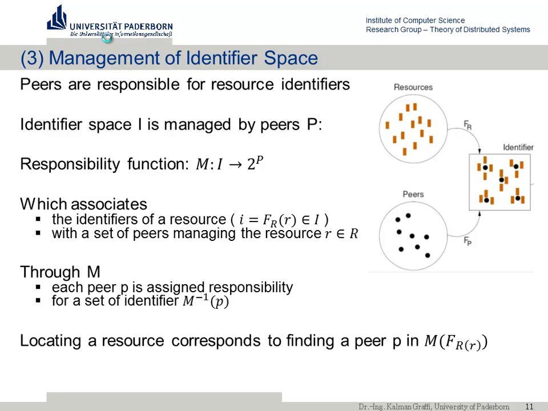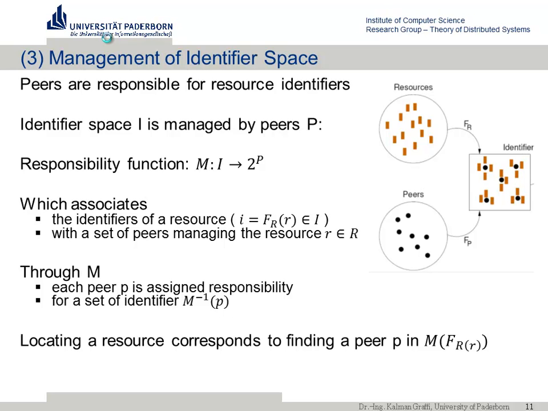So that means we have the responsibility function M, and it gives us for a given ID which peers are responsible for it, so a subset of the peers. So for every identifier of a resource, we have a set of peers managing it. You can think of it as which peers can be asked for this specific resource. That's the responsibility function. And for every peer we can also identify for which files it's responsible, just to have this mapping.